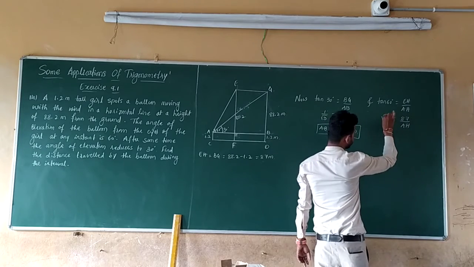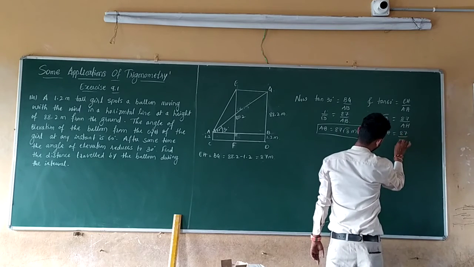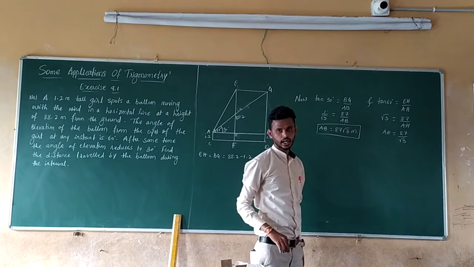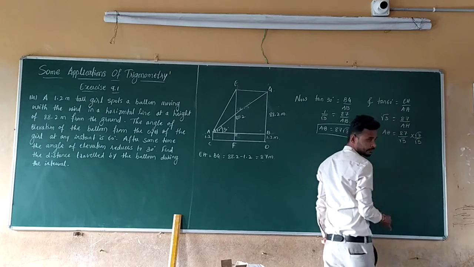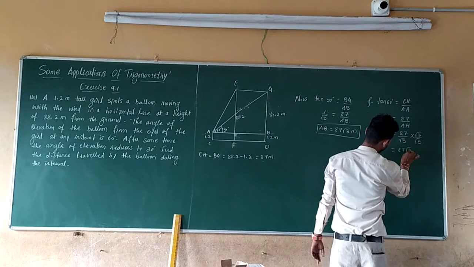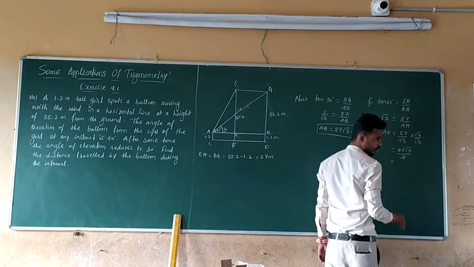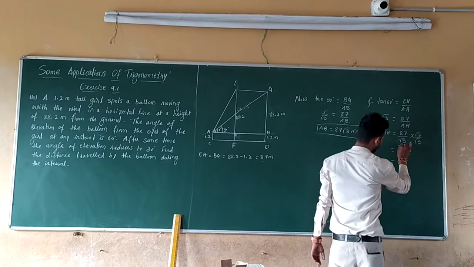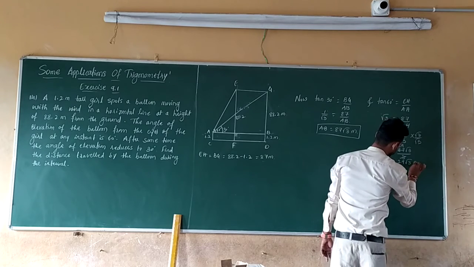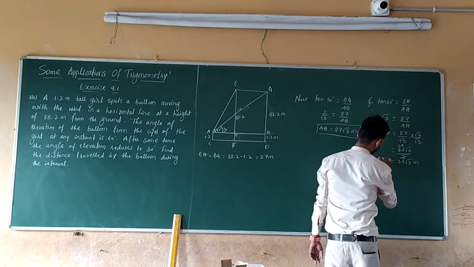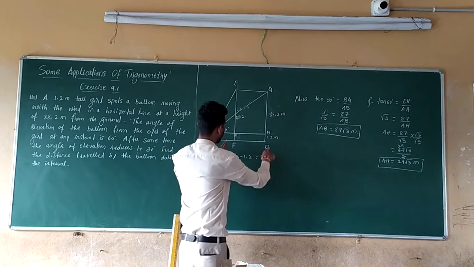So take AH to the LHS and bring root 3 to the RHS. AH is equal to 87 divided by root 3. Now rationalize: 87 root 3 divided by root 3 into root 3, root 9 value is 3. Three 29s are 87, so that is 29 root 3 meter. AH is equal to 29 root 3 meter. So now we need to find BH.